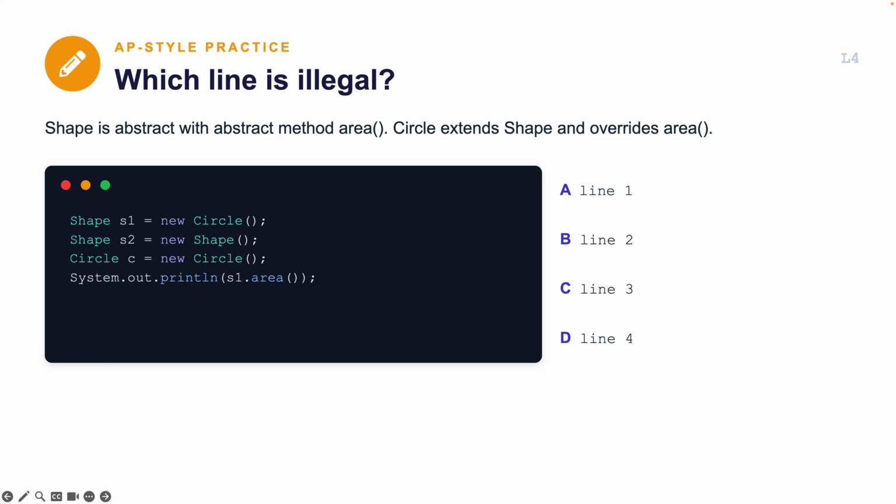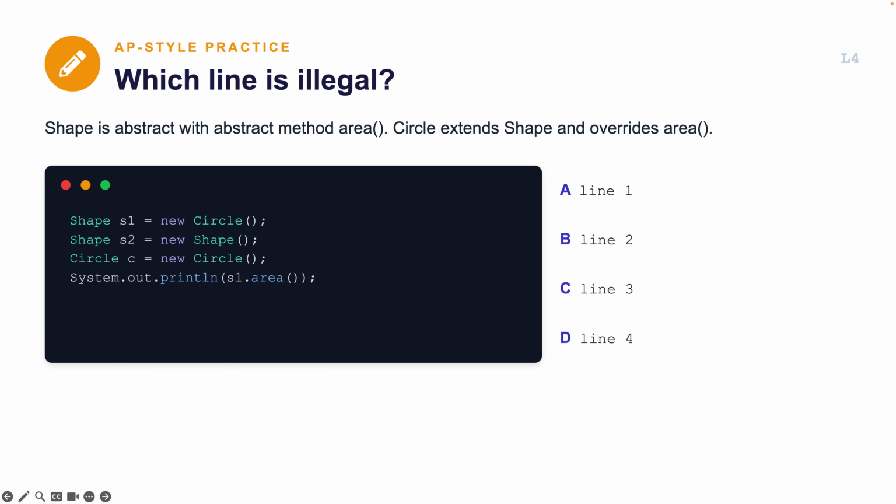Alright, pause the video and try this question. Which line is illegal? Line 2 tries to instantiate the abstract class directly with new Shape. That is always a compile error.